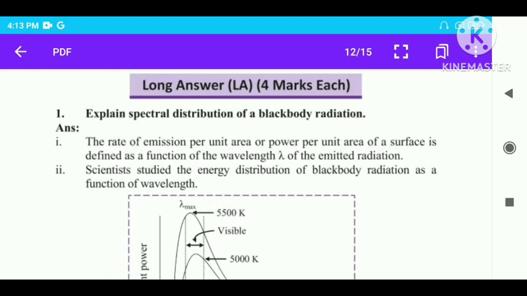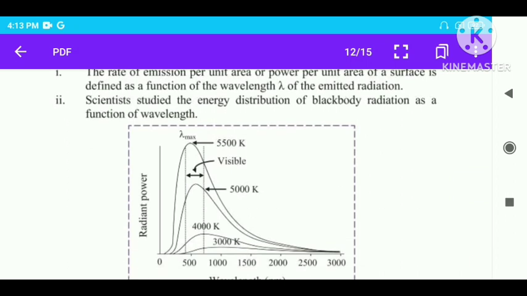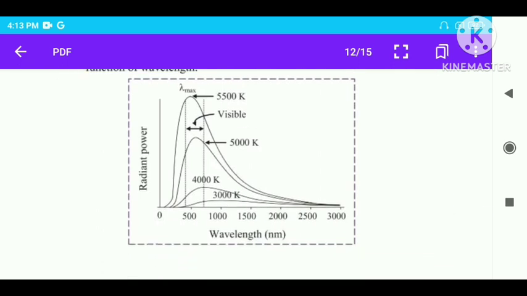First question: explain the spectral distribution of black body radiation. First, the rate of emission per unit area, or power per unit area of a surface, is defined as a function of the wavelength lambda of the emitted radiation. Second, scientists studied the energy distribution of black body radiation as a function of wavelength, radiated power and wavelength.